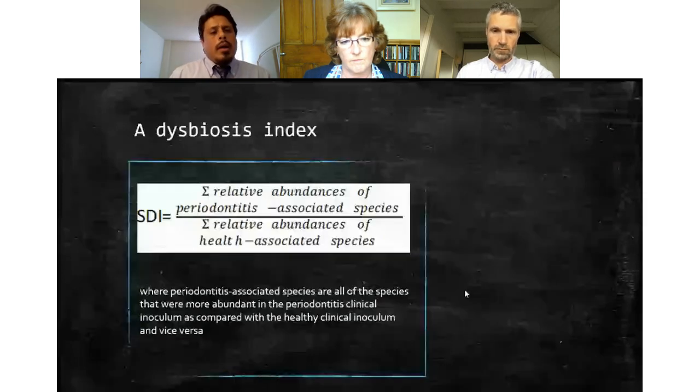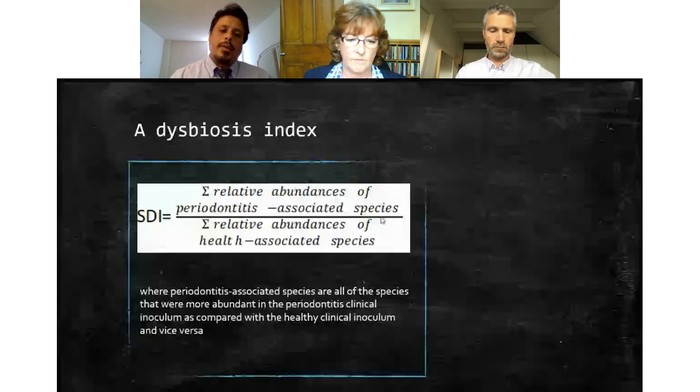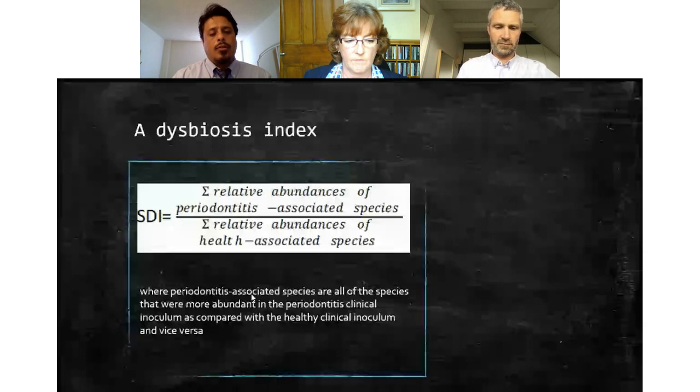We also calculated the dysbiosis index as the sum of relative abundances of peritonitis-associated species divided by the sum of relative abundances of health-associated species. And in this case, we defined peritonitis-associated species as all of the species that were more abundant in our peritonitis inoculum compared to the healthy clinical inoculum, and vice versa.